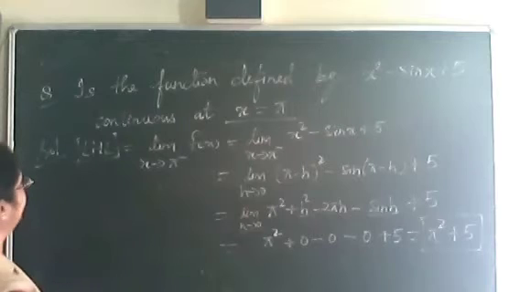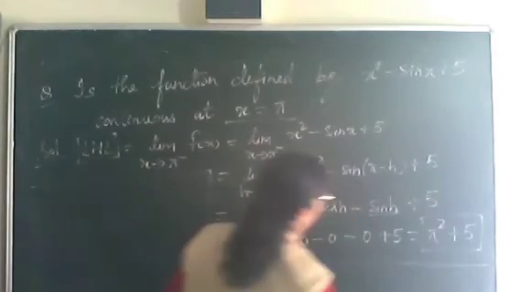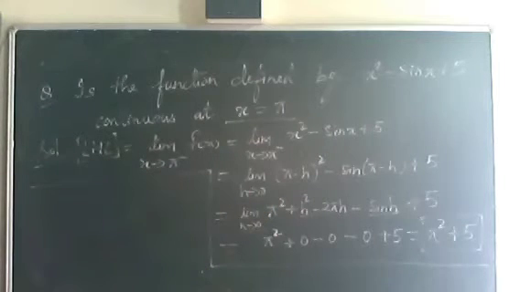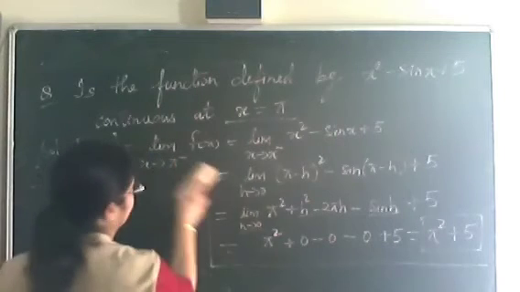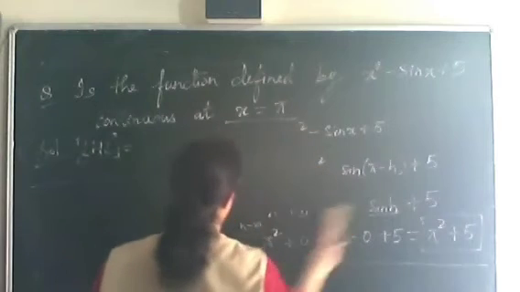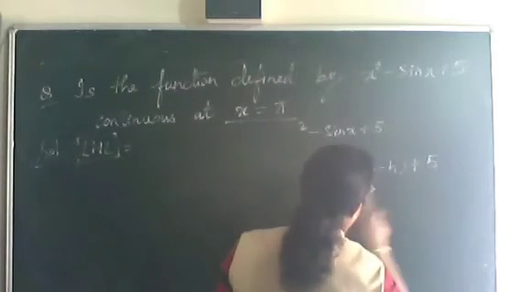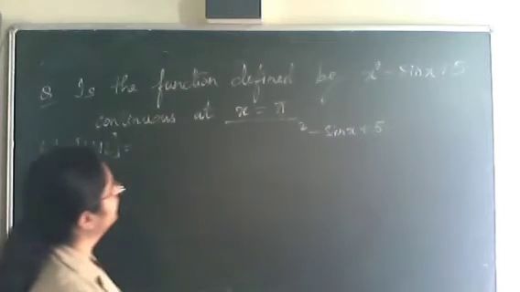Now we'll calculate RHL. If you have written, should I rub? Because it will be difficult for me to write, I will just write here. We have calculated LHL is equal to pi square plus 5. Then we will calculate RHL. Otherwise it will not be visible to you people. Clear?